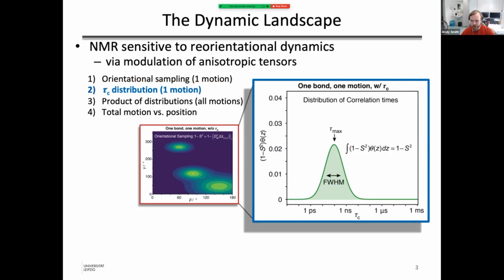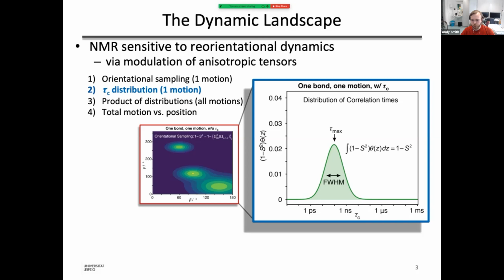The motion also has a speed. It goes at a certain rate. We'll describe that with the correlation time. And here we say, well, okay, so let's look at one bond and one motion. We've got an amplitude, we've got a correlation time, and potentially we've got a distribution of correlation times. And so today we're going to characterize that distribution also with a width.